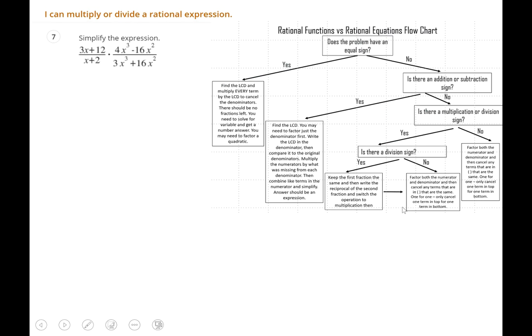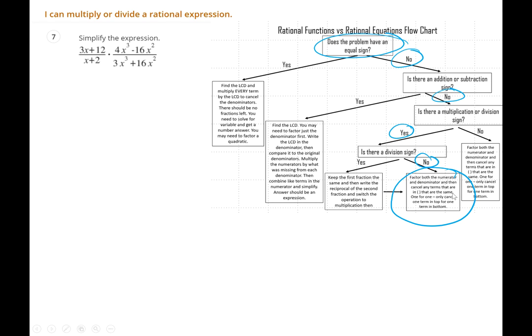All right, so now we're getting into the rationals. And we're going to kind of ignore our extractions at the top and just try to answer our questions on our chart. So first of all, does my problem have an equal sign? The answer is no. Is there an addition or subtraction sign? The answer is no. Is there a multiplication or division sign? Yes. Is there a division sign? No. So what I'm supposed to do is this. Factor the numerator and denominator, cancel any terms that are in parentheses that are the same, one for one, only cancel one term on top for one term on bottom.